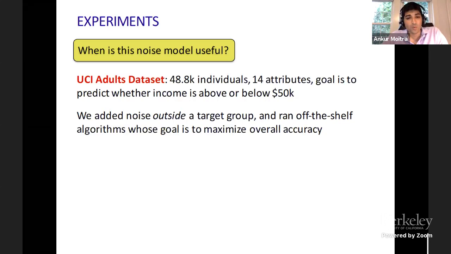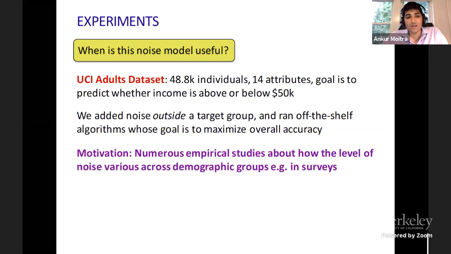And we did something a little bit weird here. There are many different types of demographic groups within this data set. So what we did was we added random noise outside a target group. We added noise to everyone else except for some target group. And we ran off-the-shelf algorithms whose goal is to get an accurate classifier. And something kind of wild happened. But first, let me motivate it.